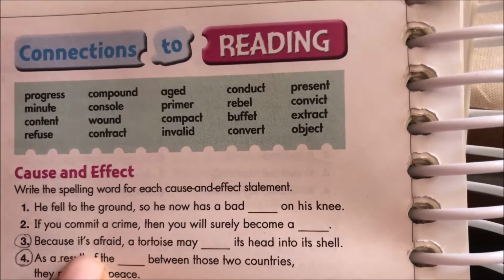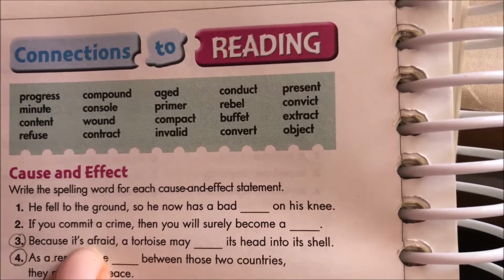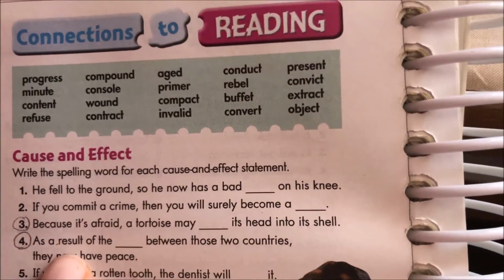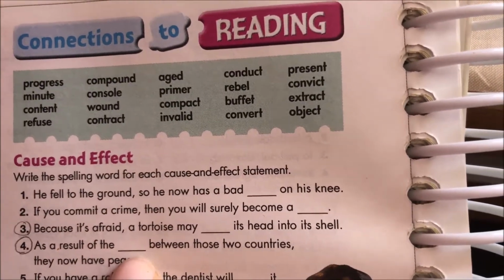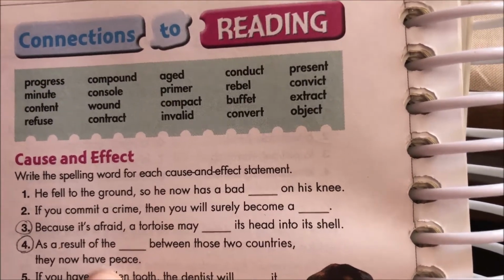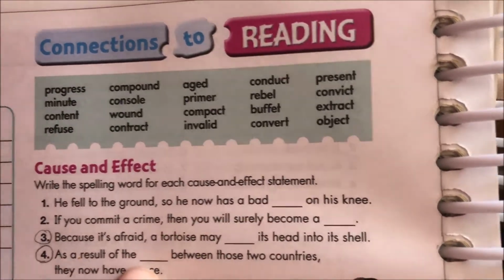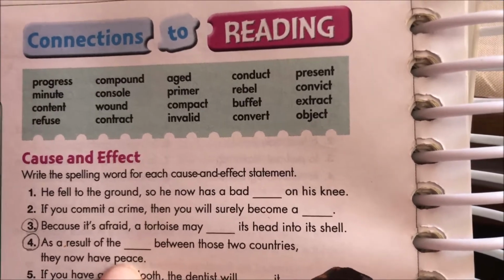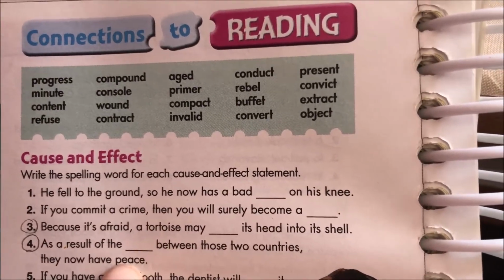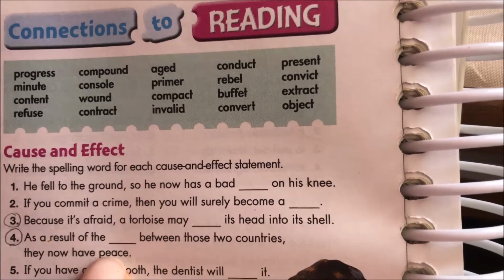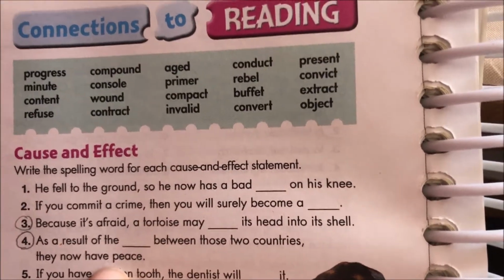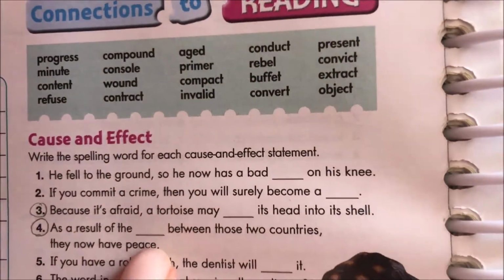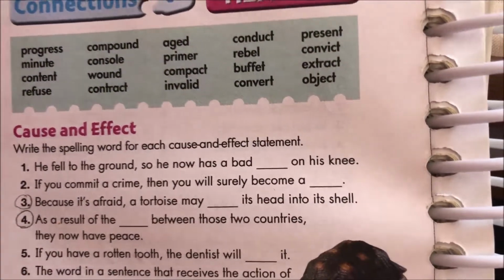So these are cause and effect relationships. The cause is that it's afraid. The effect is that it can contract its head into its shell. Number 4, as a result of the blank between those 2 countries, they now have peace. This one's pretty hard. So number 4, the answer is compact. Compact is another word for an agreement, a treaty, or a contract. Did I just use that word twice? Yes. So that would be the answer for number 4 that you might not be familiar with.